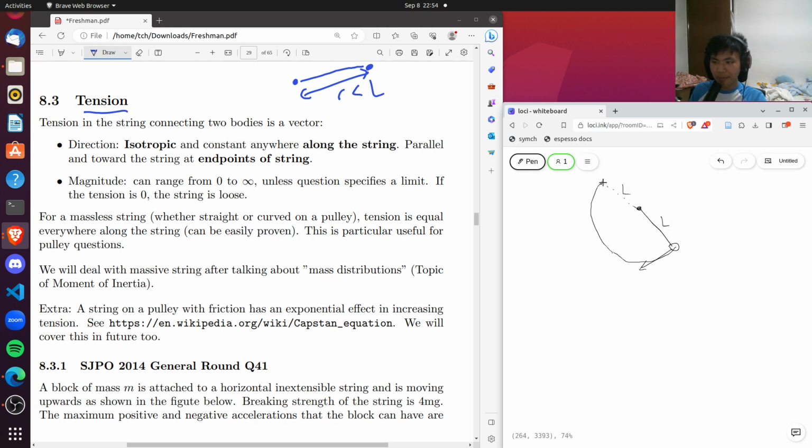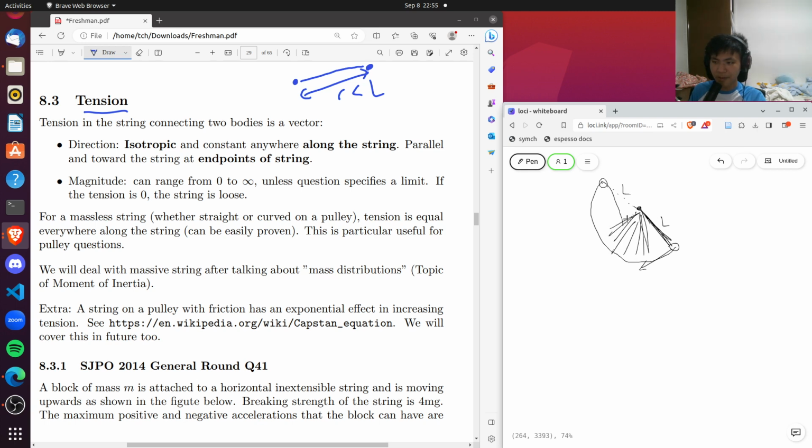But at some point in time, if it's up here, it's going to start to drop. It's going to follow something like this trajectory. And when it follows this trajectory, you can see that the length of the string is currently shorter than L, and that means that tension is no longer acting on it. So over here, tension is positive. Over here, tension is positive.